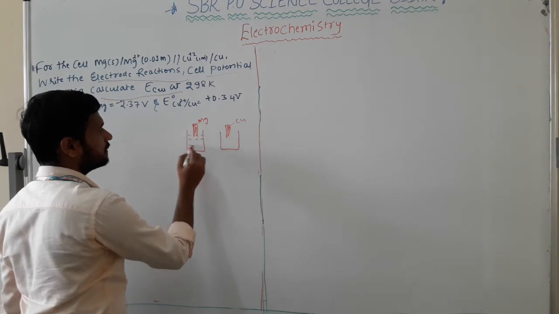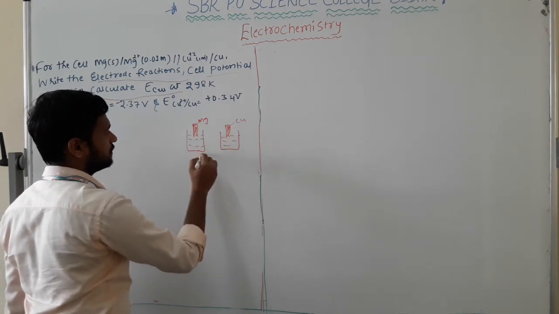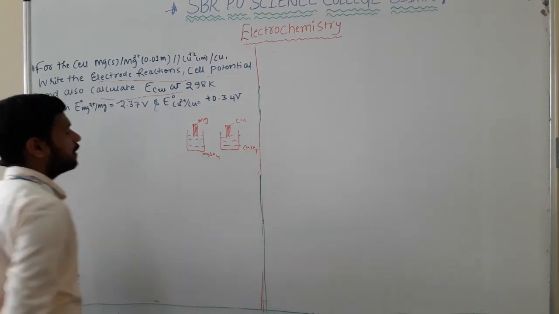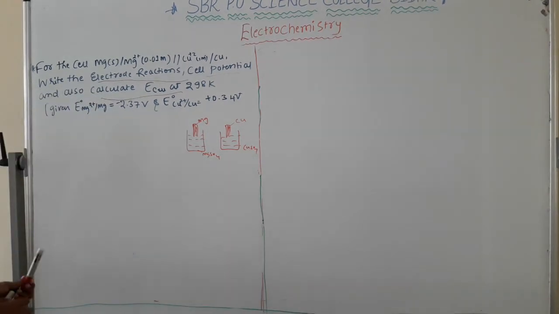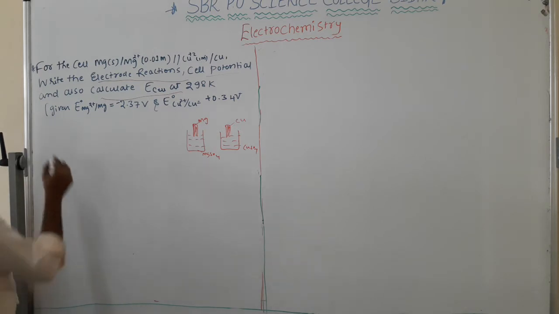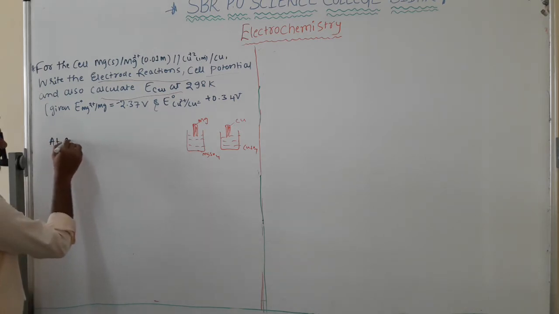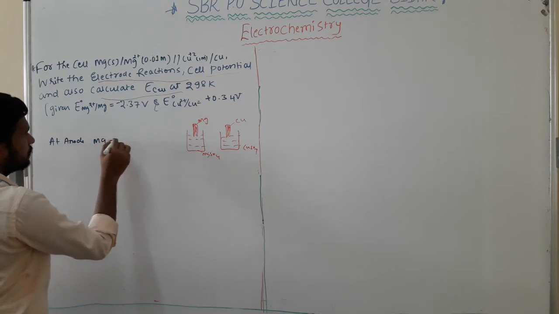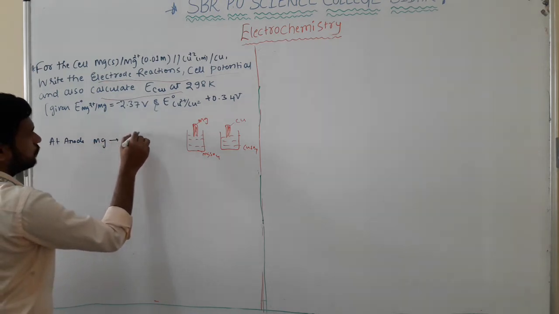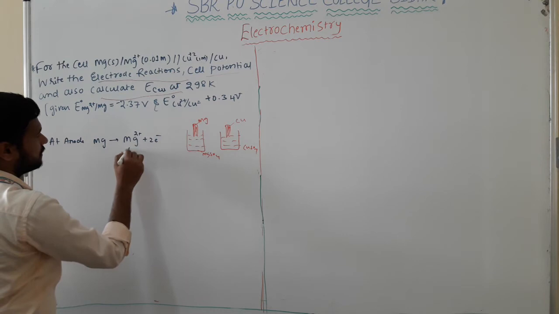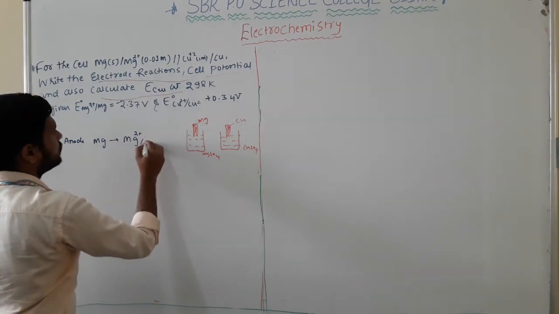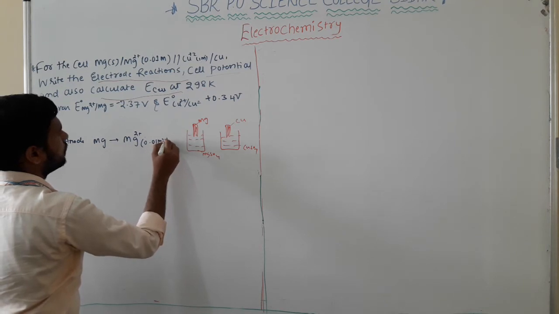Each has a respective solution: this is magnesium sulfate, and this is copper sulfate. Now what happens? Oxidation takes place at the anode. I am writing here, at the anode: Mg gives rise to Mg2+ plus 2 electrons, and the molar concentration of Mg2+ will be 0.01 molar.